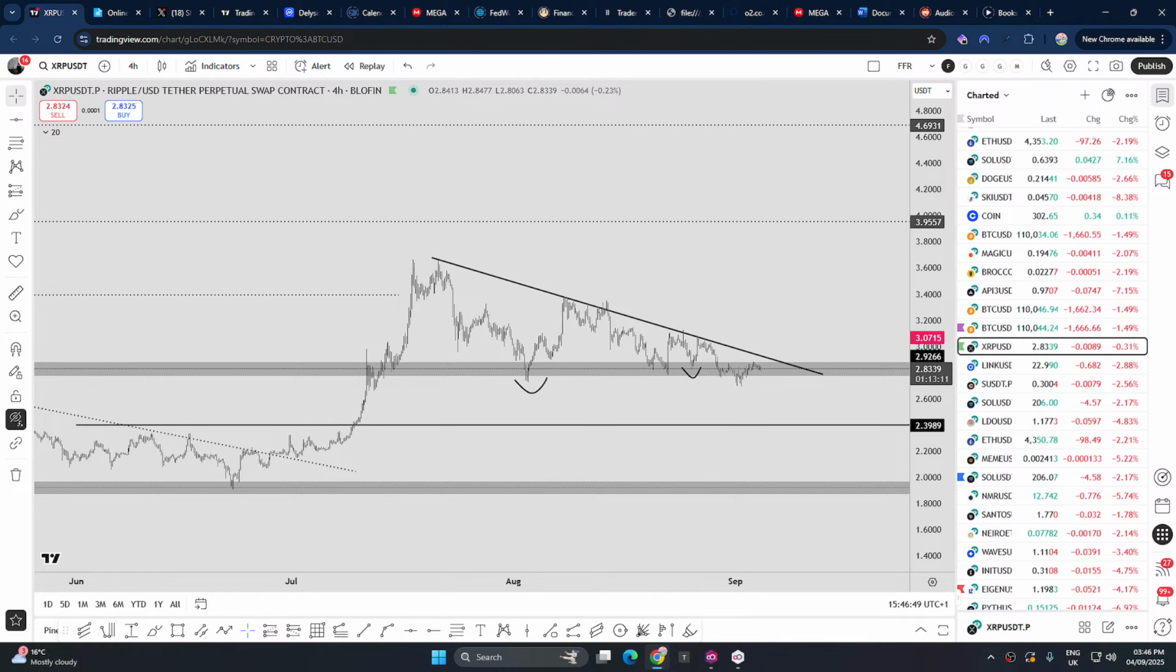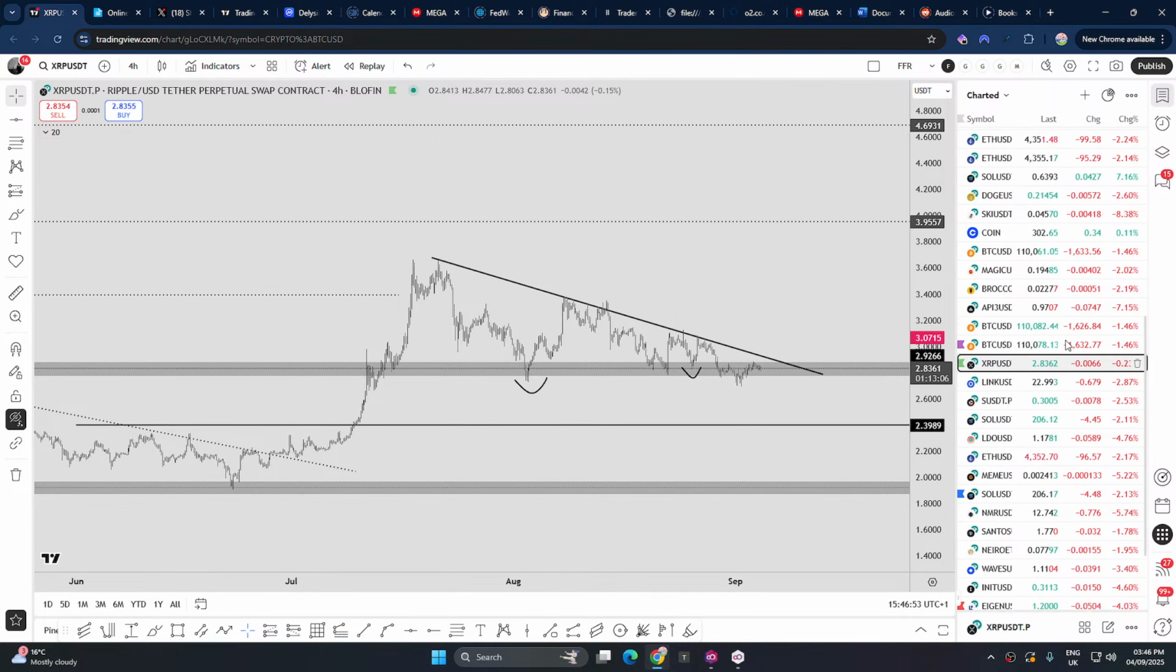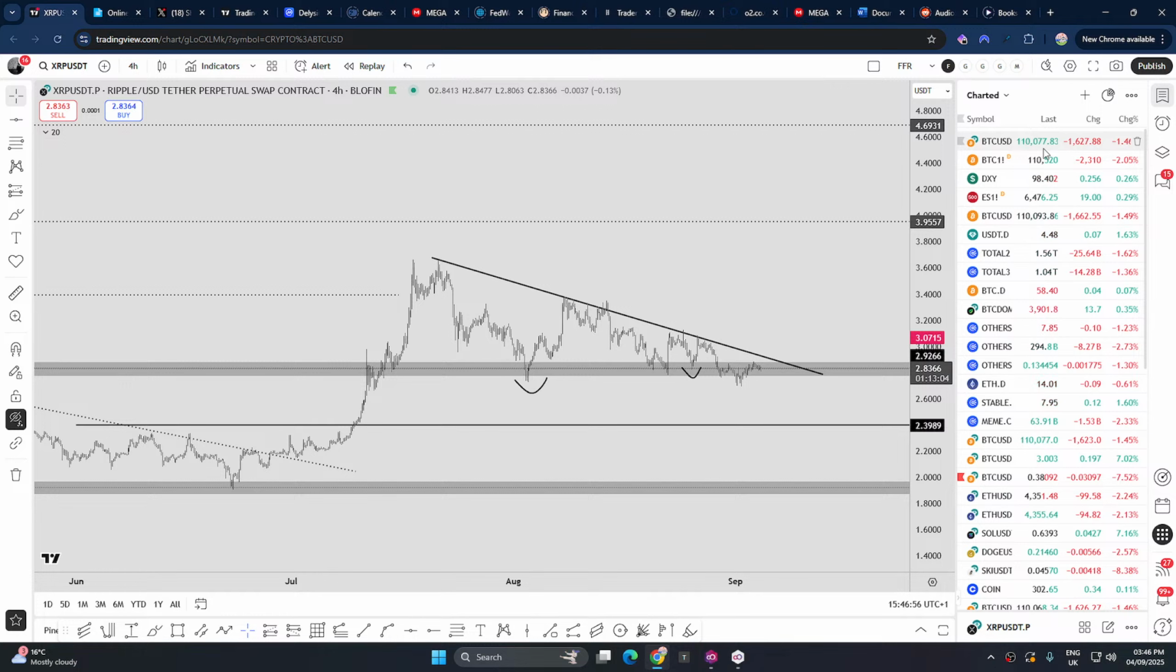Please start doing ETH updates too. Sorry, I have been doing the ETH updates, but the reason is because ETH is not doing anything right now. ETH is literally not doing anything, but if you guys are interested, I can start the regular updates on ETH also. XRP, I've already given the chart on XRP.